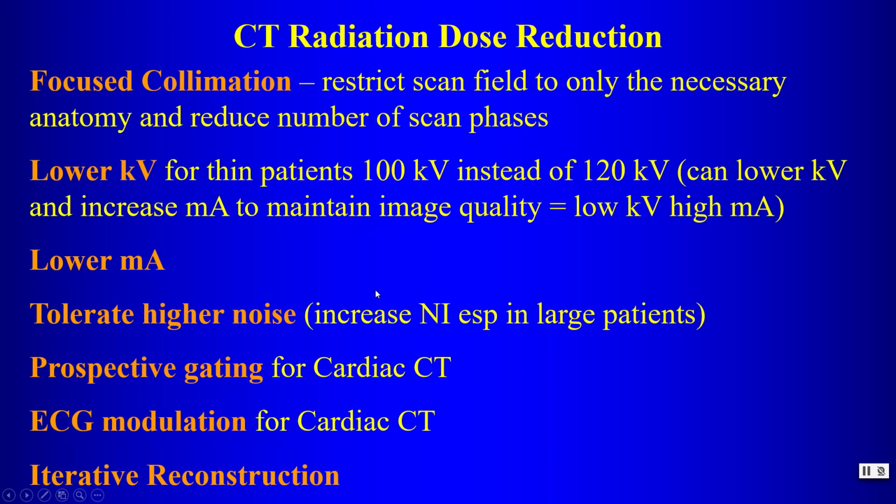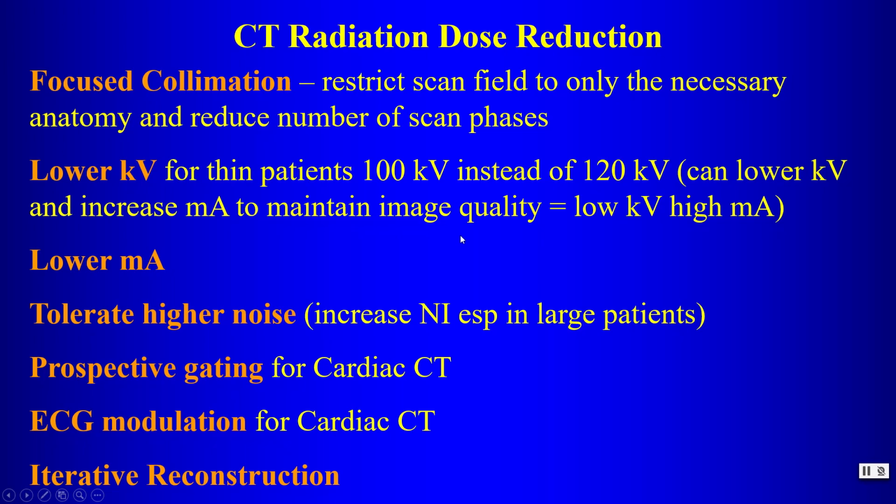Now, what are techniques that we have to reduce radiation dose? We can have focused collimation, where we restrict the scan field to only the necessary anatomy, and we can also reduce the number of scan phases. Use a lower kV for thin patients. If you use 100 kV instead of 120 kV, we can compensate for some of the increased noise there by increasing the mA to maintain our image quality, but overall the dose will be lower with that adjustment.